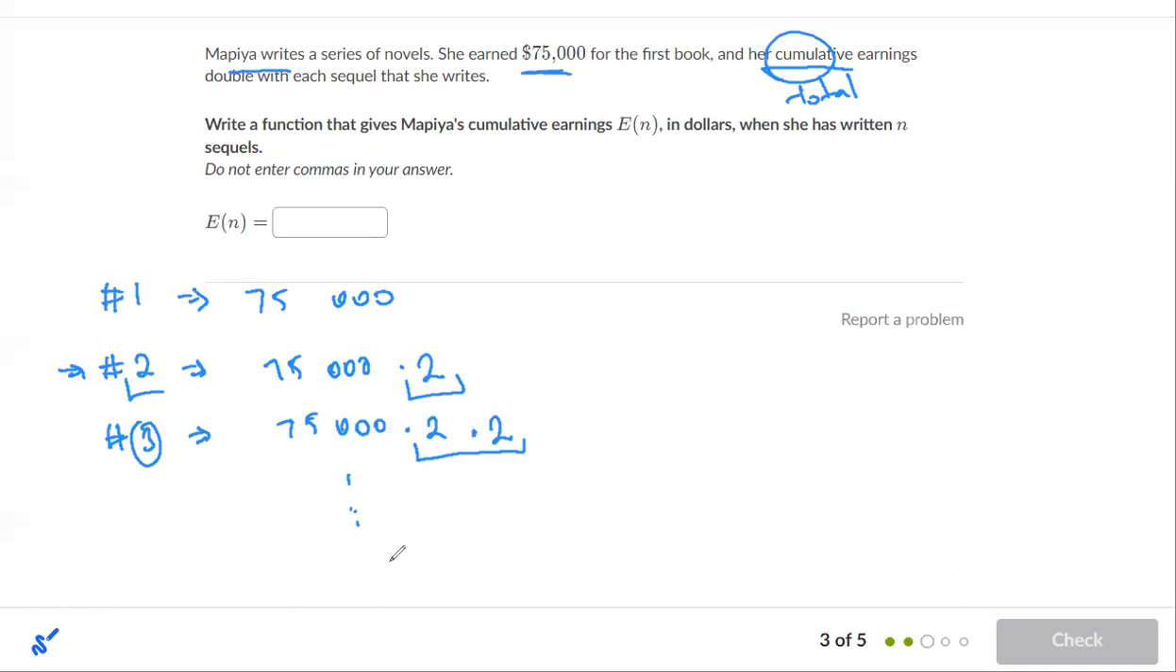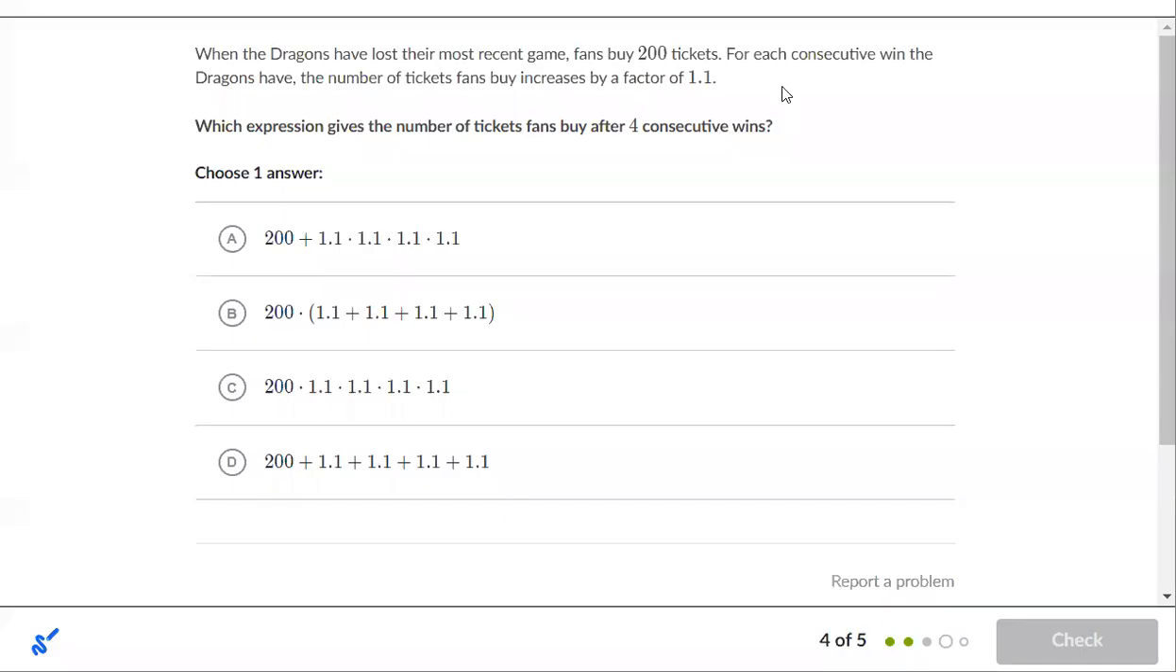Which is going to give us 75,000 times 2 to the n minus 1, because we are going to have n minus 1 of those 2s. So that should be our answer. Let's go ahead and write it. But before we write the answer, I'd like to see if any questions pop up. We really need to understand what's going on.